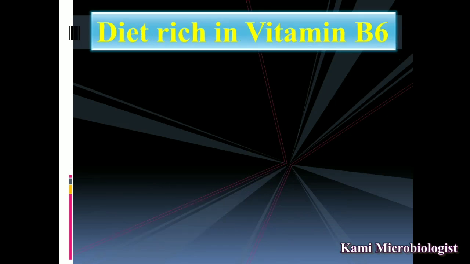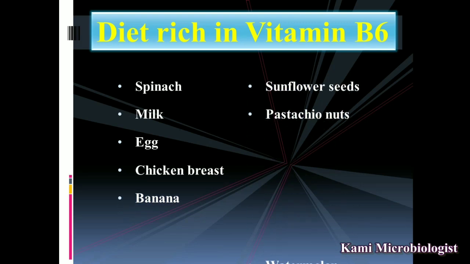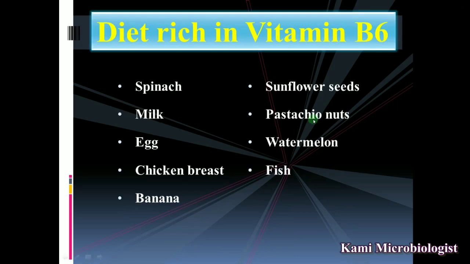Now let's see in which diets there is a high amount of vitamin B6. As you all know, we have a lot of diets, but here I am going to explain some specific diets in which vitamin B6 is in a large amount. First we have spinach, milk, egg, chicken breast, banana, sunflower seeds, pistachio nuts, watermelon, and fish. So these are the main diets in which vitamin B6 is in a large amount, although there are some other diets as well.